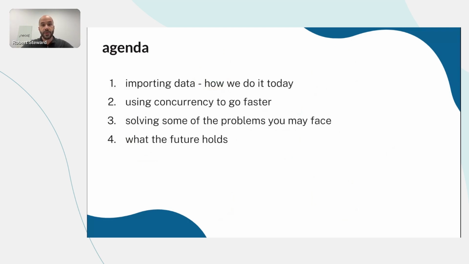Let's have a peek at what we'll talk about today. First, we'll look at a short story of importing data into Neo4j. We'll review some ways to make those imports go faster. We'll talk about some of the problems that you might face, especially when using concurrency, and how we'll solve them. And then we'll take a sneak peek at the future.